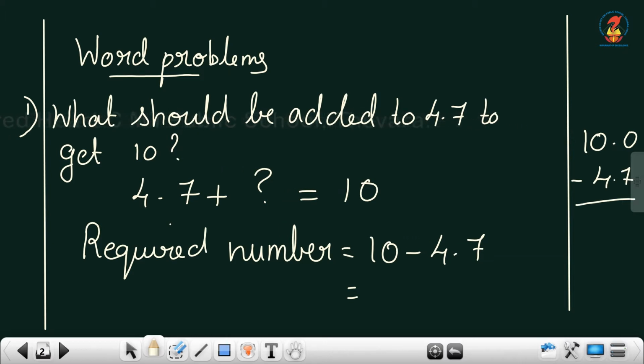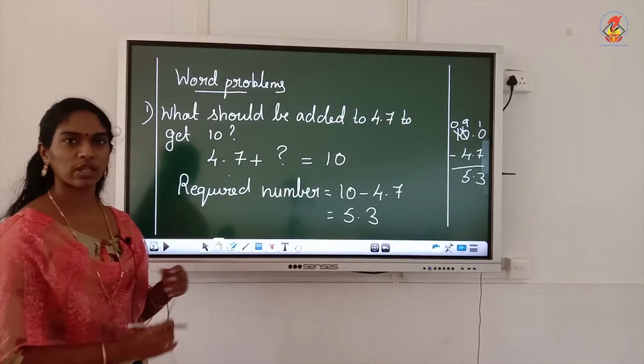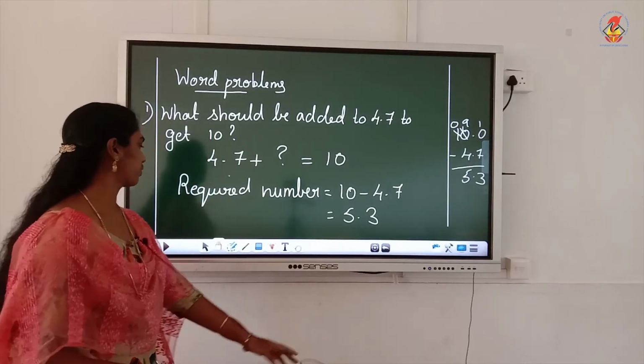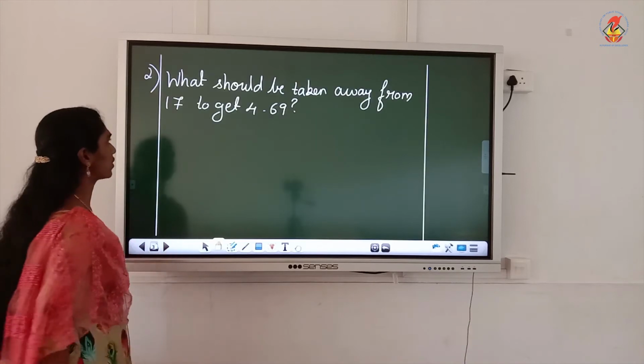10.0 minus 4.7. Now 0 minus 7 is not possible, so you will borrow from the next 0, that is also not possible. Borrow from here, this becomes 10. Now borrow from 10, this becomes 9 and this becomes 10. So you get 3 here, decimal point, 9 minus 4 you get 5. So the required number is 5.3. Okay, children? Now, next question.